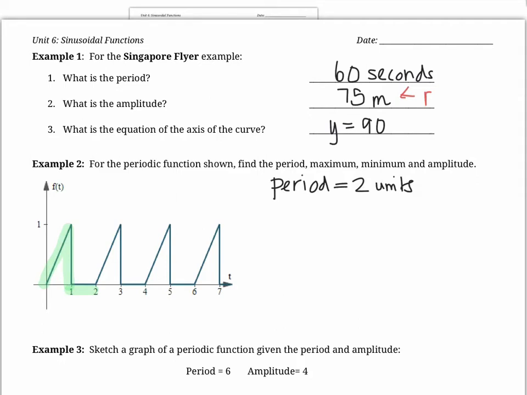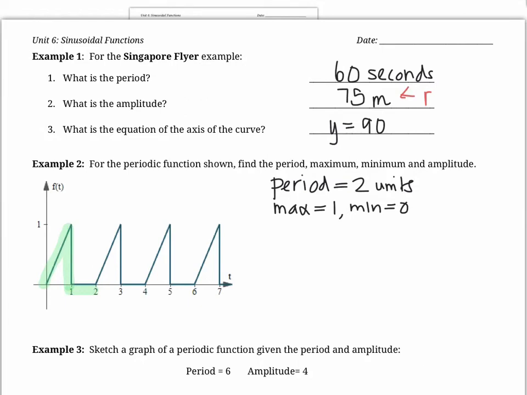Next it says to find the max and the min. Well, that's very easy. The maximum value that this reaches is 1, and the minimum is 0. And last it asks for the amplitude. What's the distance from the middle of the graph to the top? Well, maybe mental math, you can just figure out the middle's got to be 0.5. And so the distance from 1 to 0.5 is going to be 0.5.